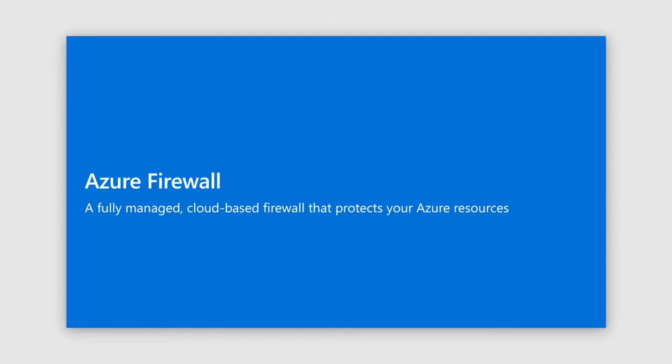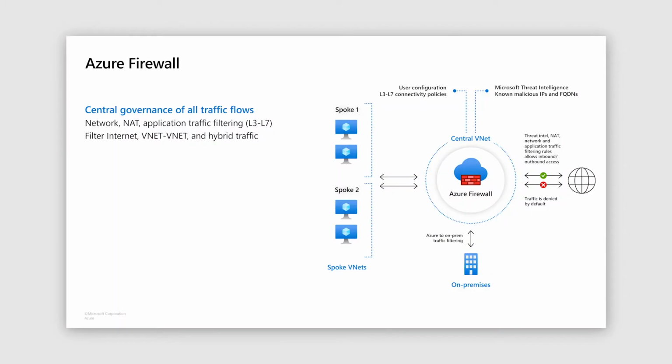To dive in deeper, Azure Firewall is a fully managed cloud-based firewall that protects your Azure resources, including your applications, virtual machines, and storage databases. With Azure Firewall, you can create firewall rules that filter incoming or outgoing traffic using network, NAT, and application layer filtering. Your Azure Firewall can then filter this traffic that is traveling from the internet, going between your servers, or between your on-prem and Azure environments.